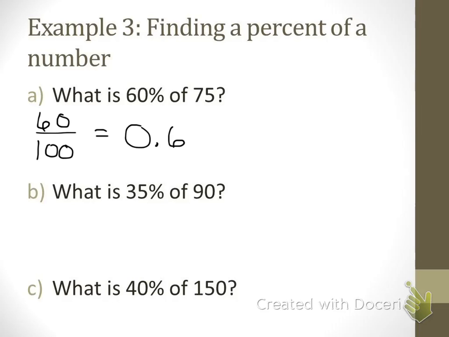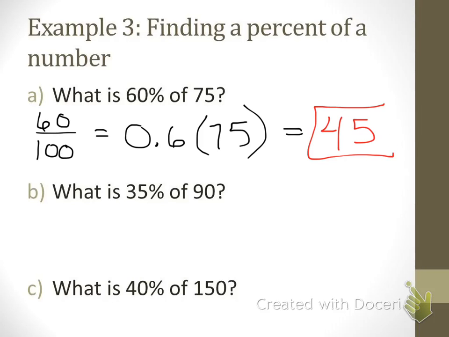Okay, 0.6. So what I'm going to do is convert the percentage to a decimal, and then multiply it by the whole. In this case it would be 75. So what's 0.6 times 75? And that would be my answer. So 45 is 60% of 75. All right, that is the number that would be 60% of 75.